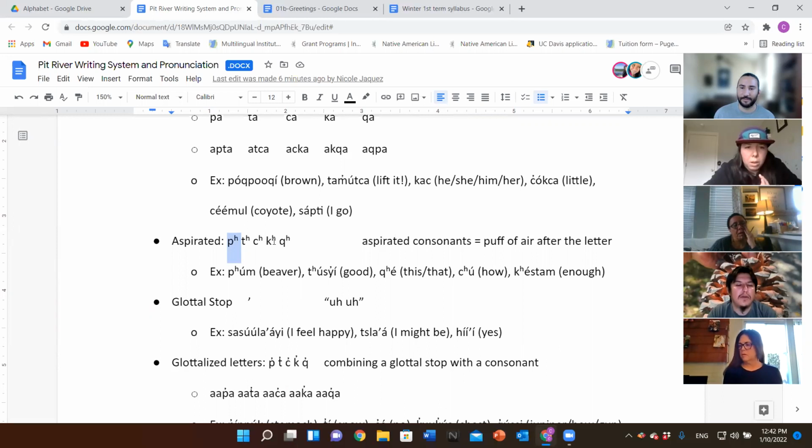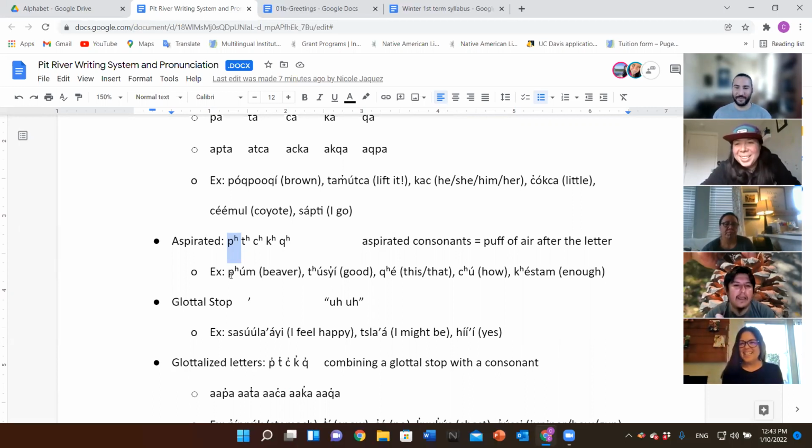You push it out of your throat, or more like air. So if you put your hand in front of your mouth and just say p, puh, you should feel a little puff of air. Tuh. Or ch, cha. Or k, ka. The k is in the back of your throat.